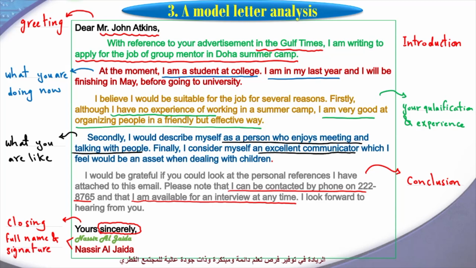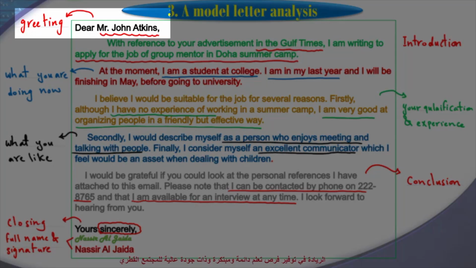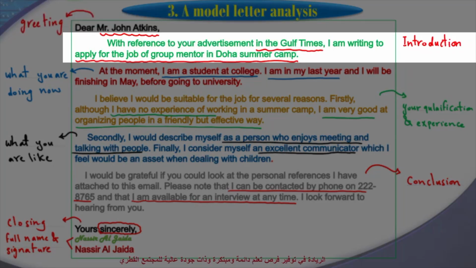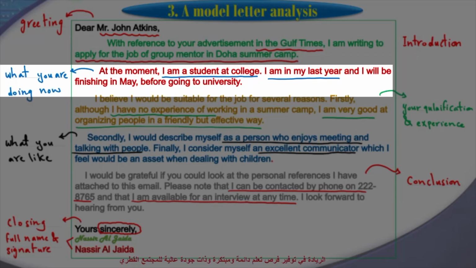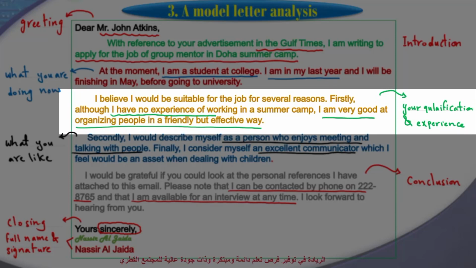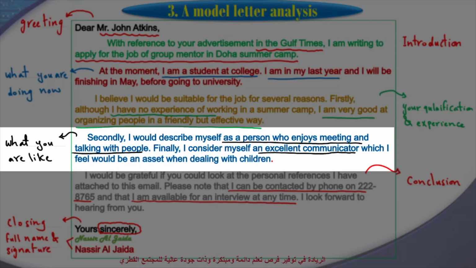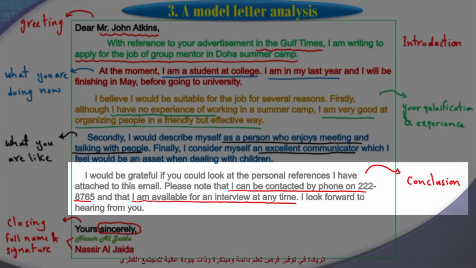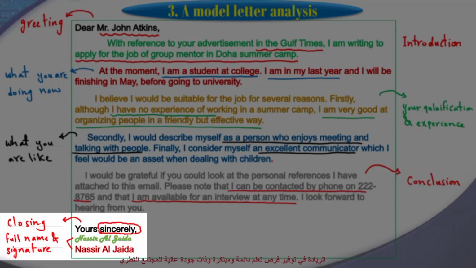So we can notice here that our letter is made of the following parts. Number 1, the greeting, the introduction, then you describe what you are doing now, what qualifications and experience you have, and what you are like, what your personal traits are, then your contact details and when you are available for an interview. Then you close your letter by saying yours sincerely or faithfully, your full name and signature.